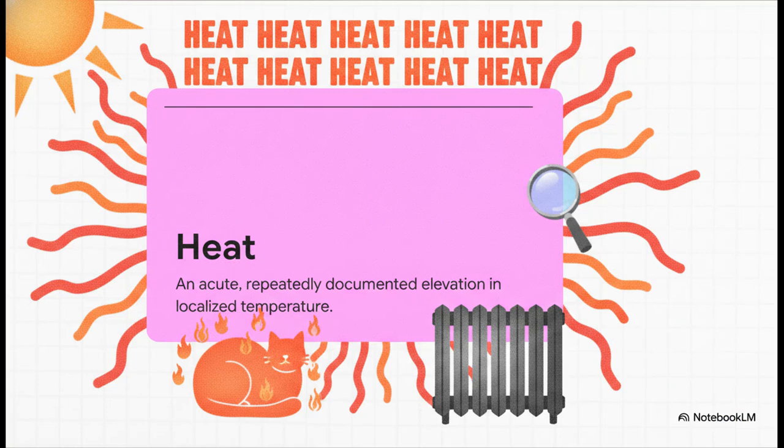Let's establish our clinical definitions. Here, heat represents an acute, repeatedly documented elevation in localized temperature. Whether the orange cat was experiencing a physiological, biological fever or demonstrating extreme radiant heat-seeking behavior, like aggressively interacting with a sunbeam or hugging a radiator, the thermal impact on our patient was absolutely profound.